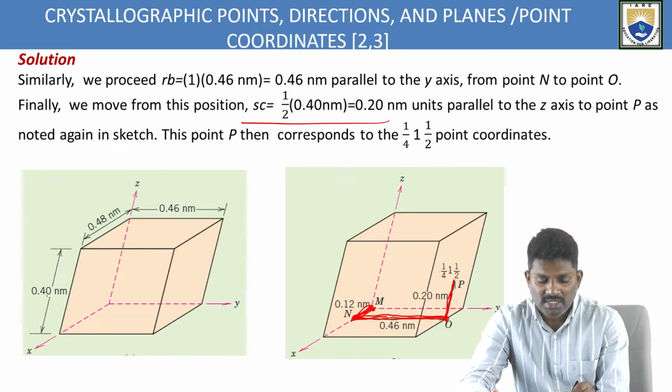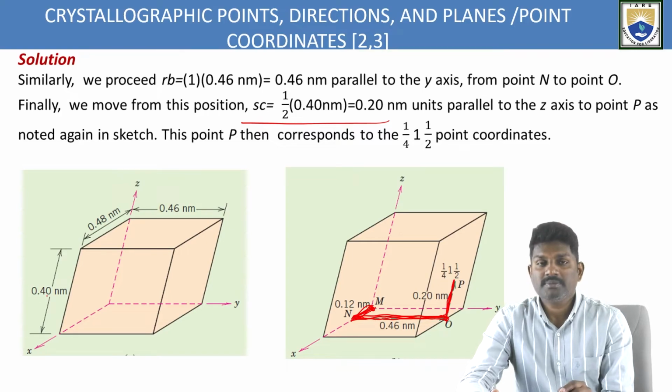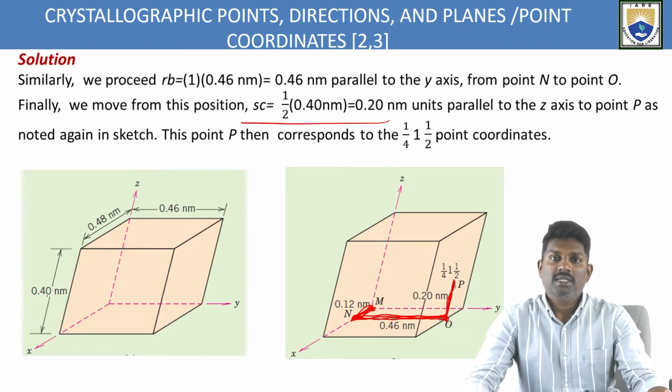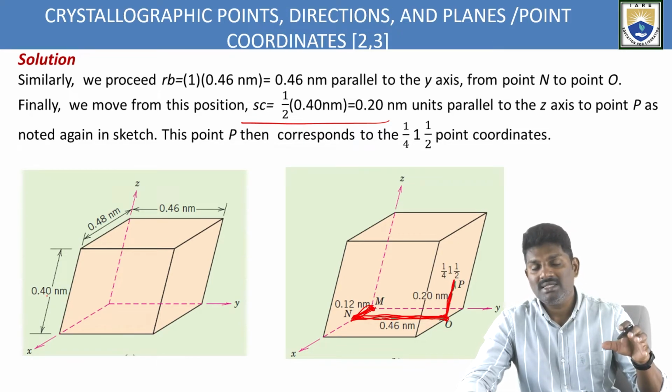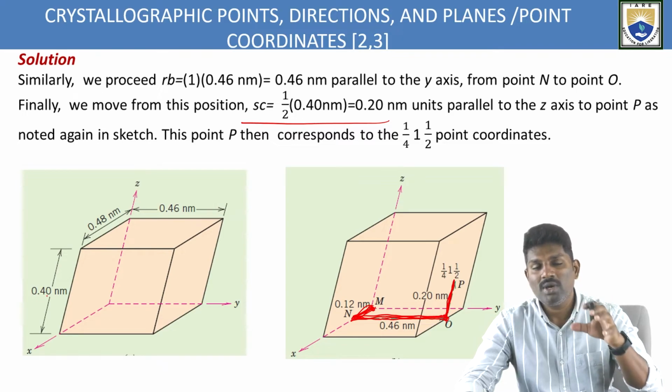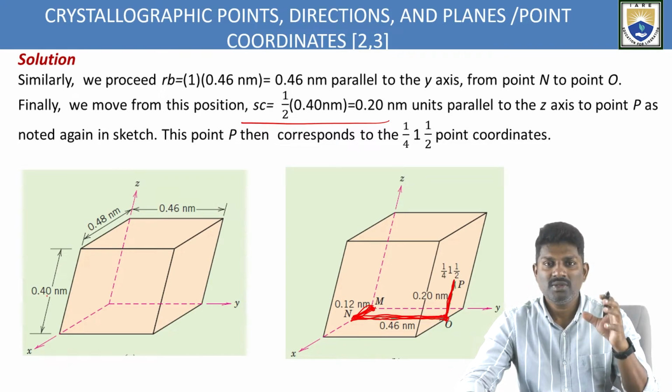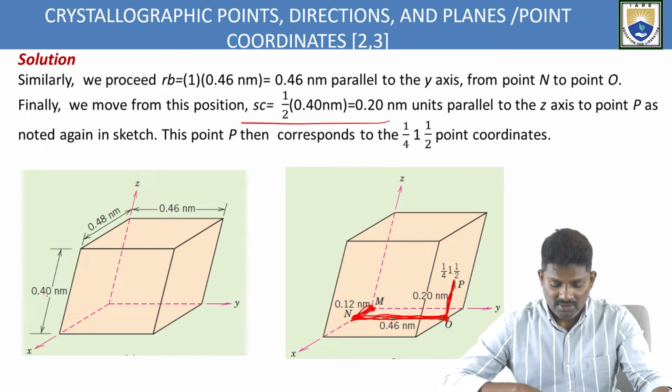So this is the location of the point P with the given unit lengths as well as the coordinates of the point P. So how to calculate the edge lengths, at what distance you have to move along x direction, y direction, z direction. This is the thing you have to identify.